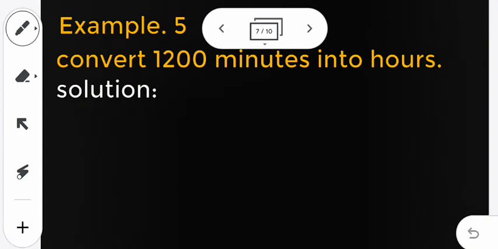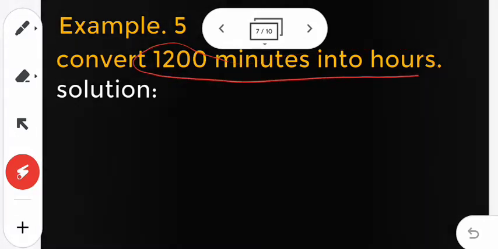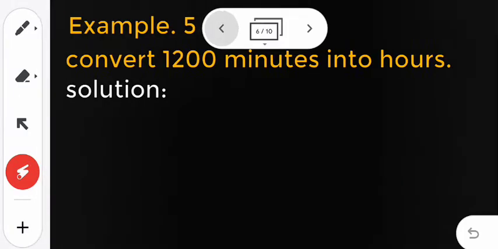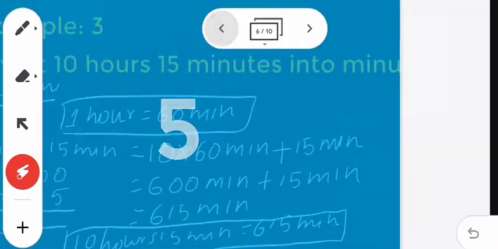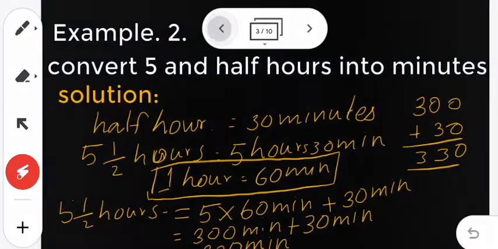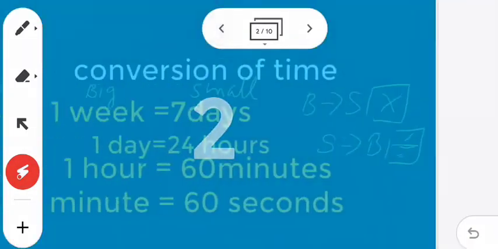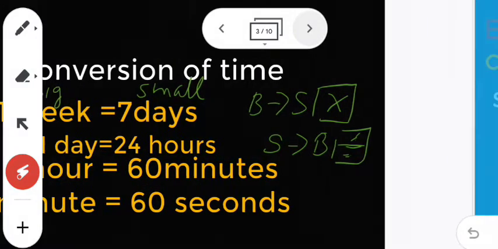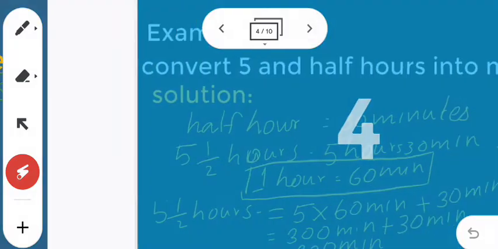Okay, next one. Convert 1200 minutes into hours. 1200 minutes into hours. So here minutes and hours. So the formula for minutes and hours will be, this is a formula: 1 hour equal to 60 minutes. We will write that one.